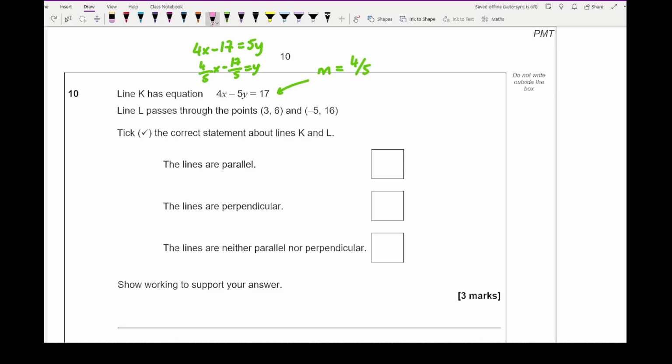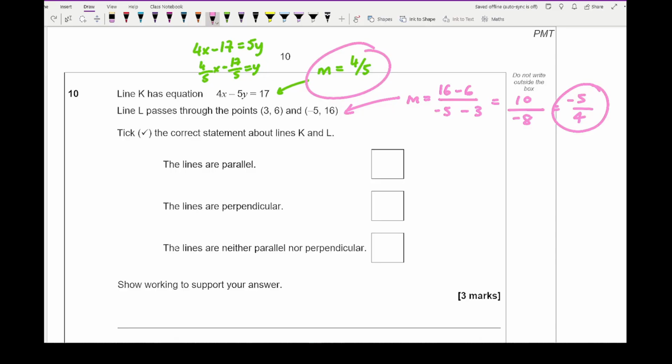So then finding out the gradient of this line here, m is going to be the difference in the y, so that's 16 minus 6, over the difference in the x, that's minus 5 minus 3. And what that becomes is 10 over minus 8, and that's minus 5 over 4. So as you can see, that one is the negative reciprocal of the other, so the two lines are perpendicular. And we can say m of L multiplied by m of K equals minus 1.